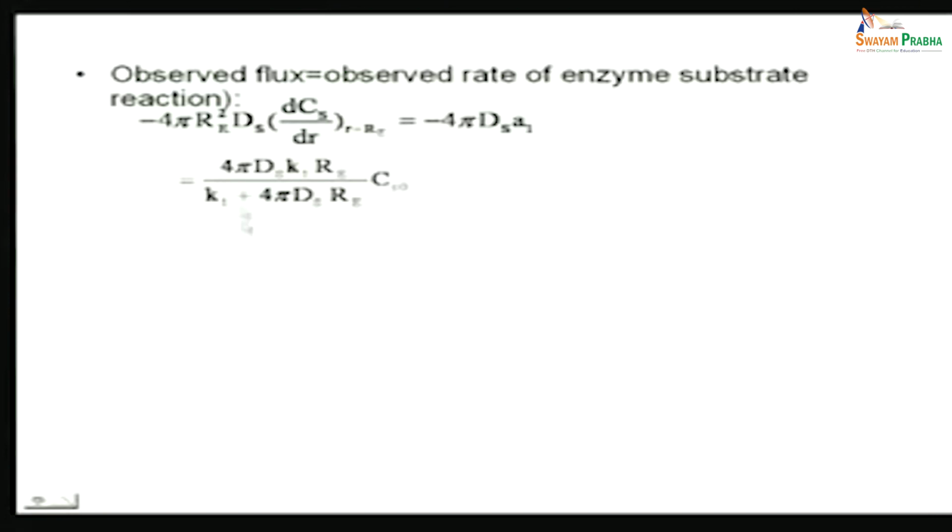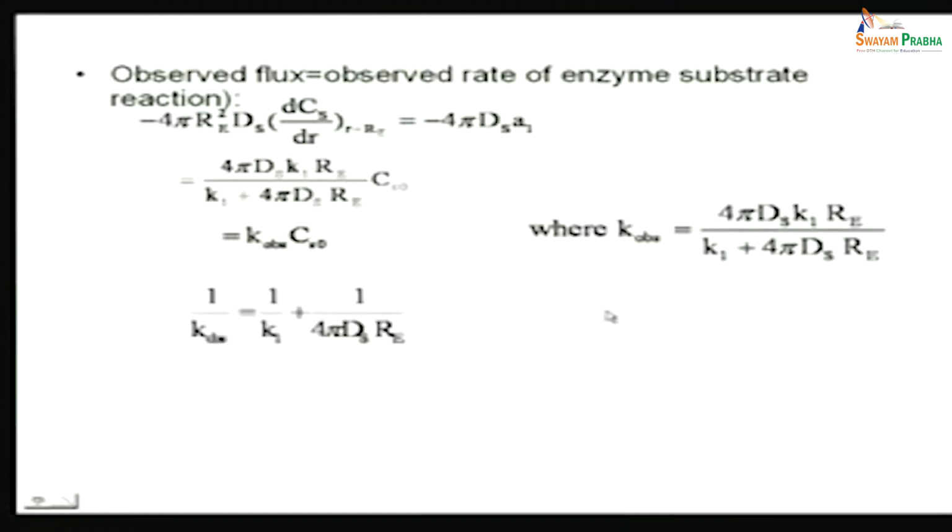Now, if you look at this, what we can do is take an inverse of this. The reason is that I can write it as K observed times Cs naught. Now, what would my 1 over K observed be? So, you take the inverse of this. Do you see what I am trying to approach? Right. So, 1 over K observed equals 1 over K1 plus 1 over 4 pi Ds Re. Now, 1 over K1 is which resistance? Reaction resistance for the simple reaction, and 1 over 4 pi Ds Re is a mass transfer resistance.